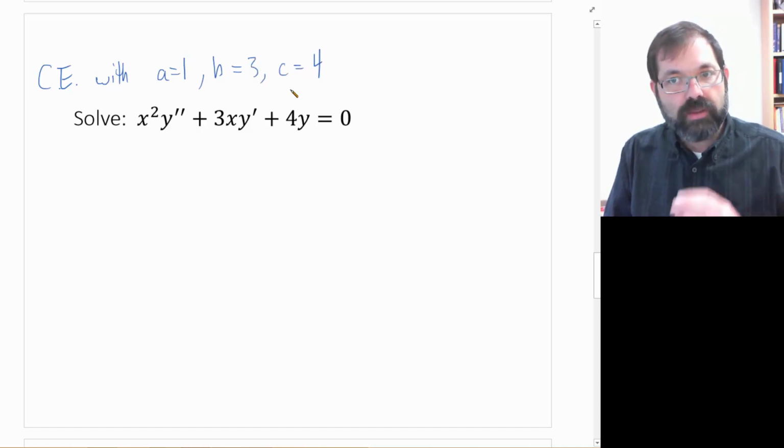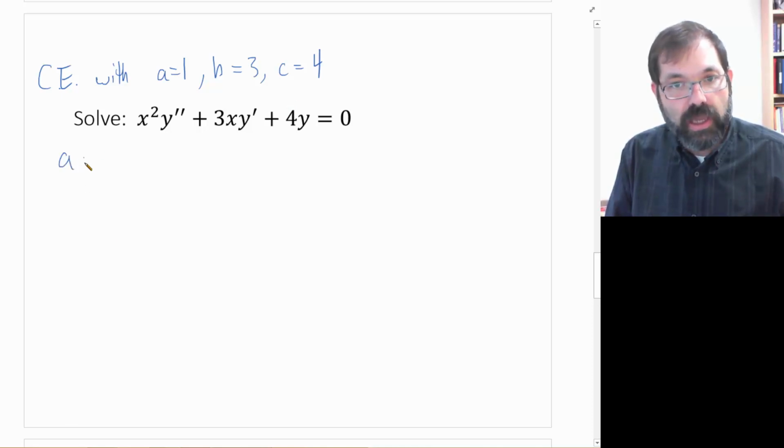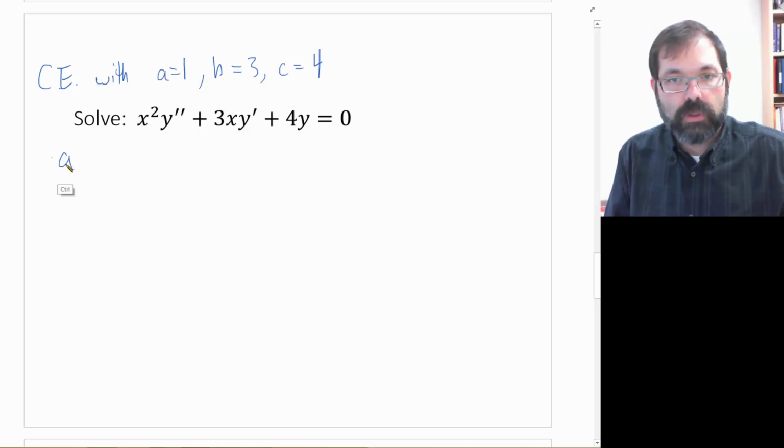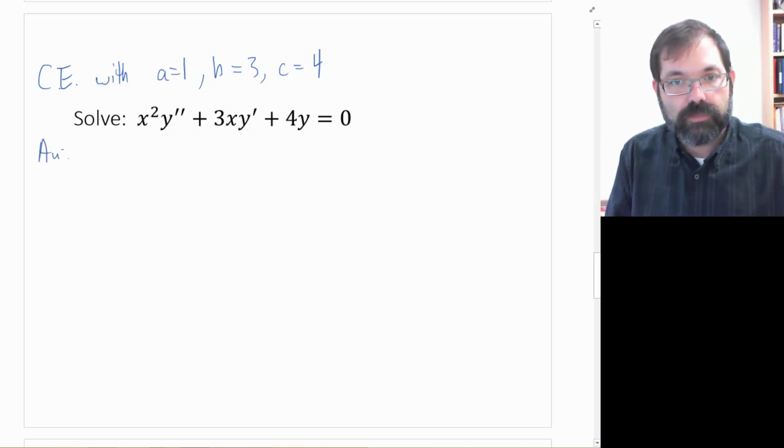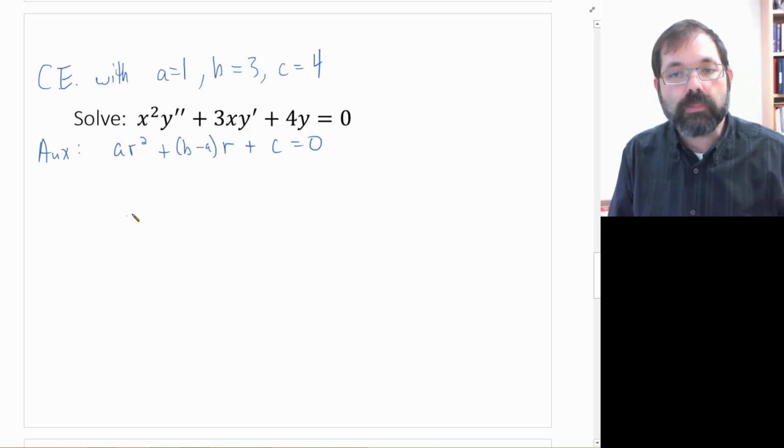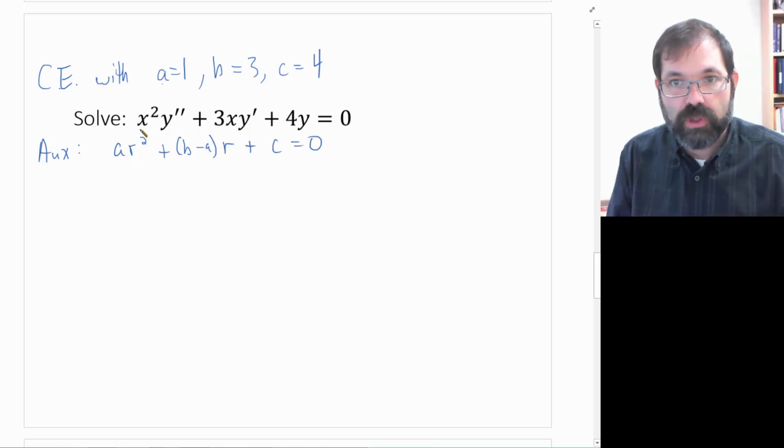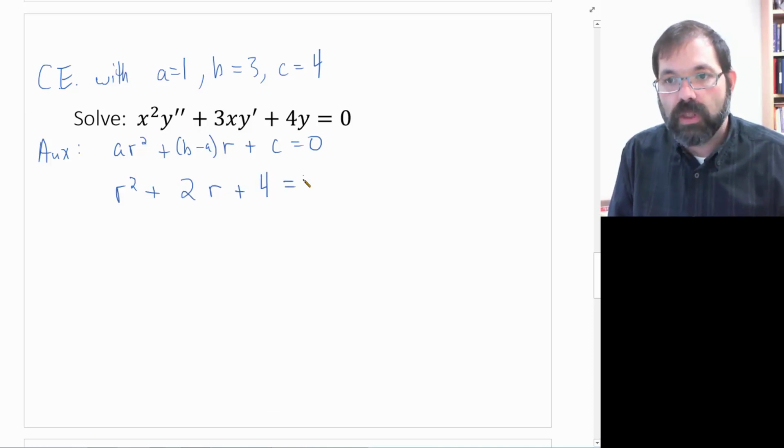Now remember, when we write the auxiliary equation, it is ar squared plus (b minus a) r plus c equals 0. Then, making the appropriate substitutions, a is 1, so r squared plus (b minus a, 3 minus 1 is 2) r plus 4 is 0.